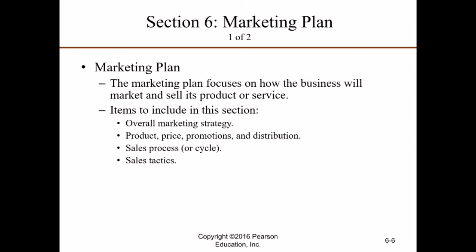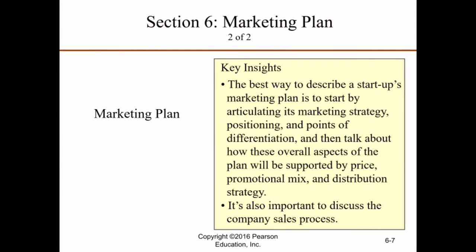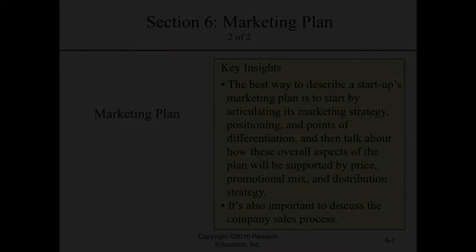In the marketing plan, the focus is on how the business will market and sell its product or service. Items here are overall marketing strategy, product, price, promotion, distribution, sales process, and sales tactics. The key here: the best way to describe a startup's marketing plan is to start by articulating its marketing strategy, positioning, and points of differentiation, and then talk about how this overall aspect of the plan will be supported by price, promotional mix, and distribution strategy. It's also important to discuss the company's sales process.